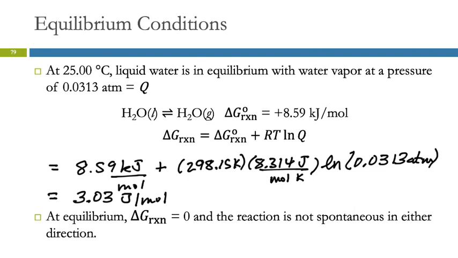So at equilibrium, the reaction is spontaneous in neither direction because it's at equilibrium. It's just going to stay there, right? Now, does that mean the reaction isn't happening? No, it is. But they're happening at the same rates, and so the concentrations aren't changing. Any questions?